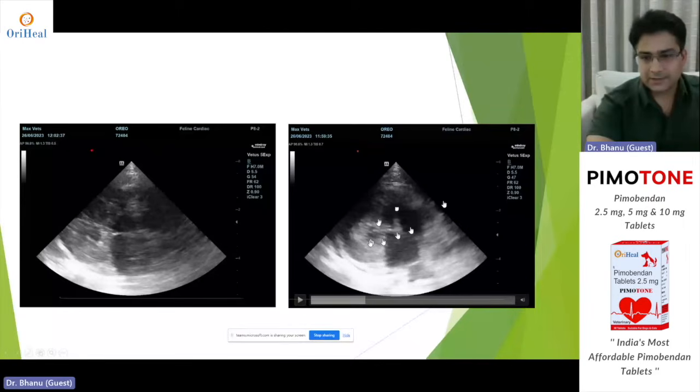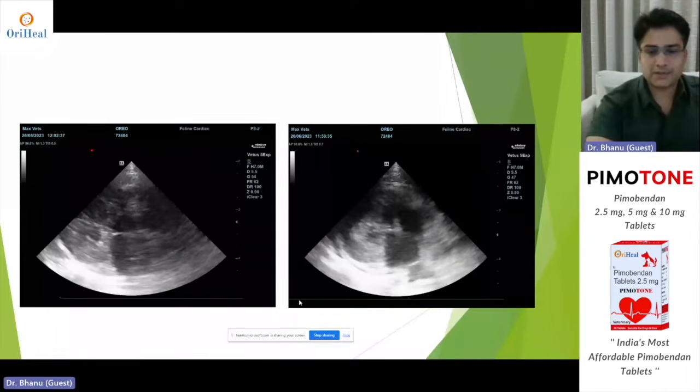This is the right atrium. This is the right ventricle. I'll play this again. Just observe and watch this carefully, and you'll be able to make out the left ventricular hypertrophy and the thickened left ventricular walls in this.